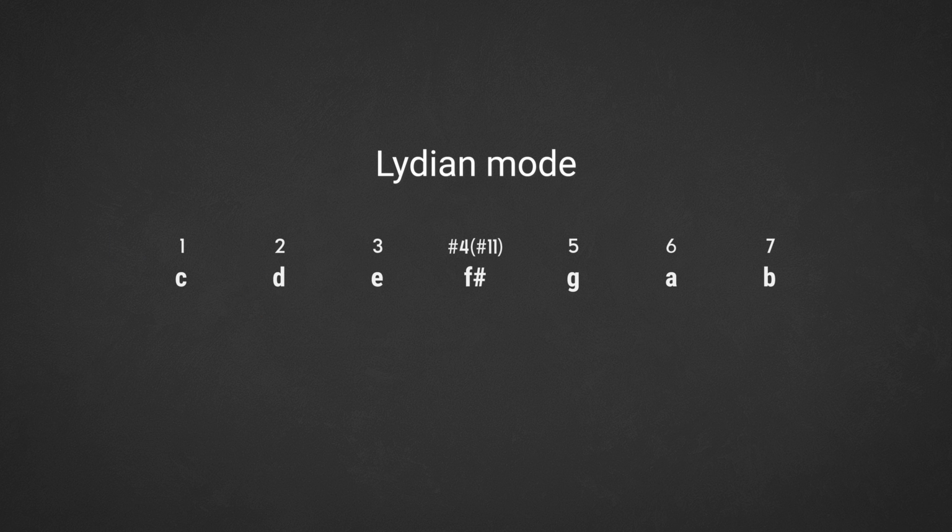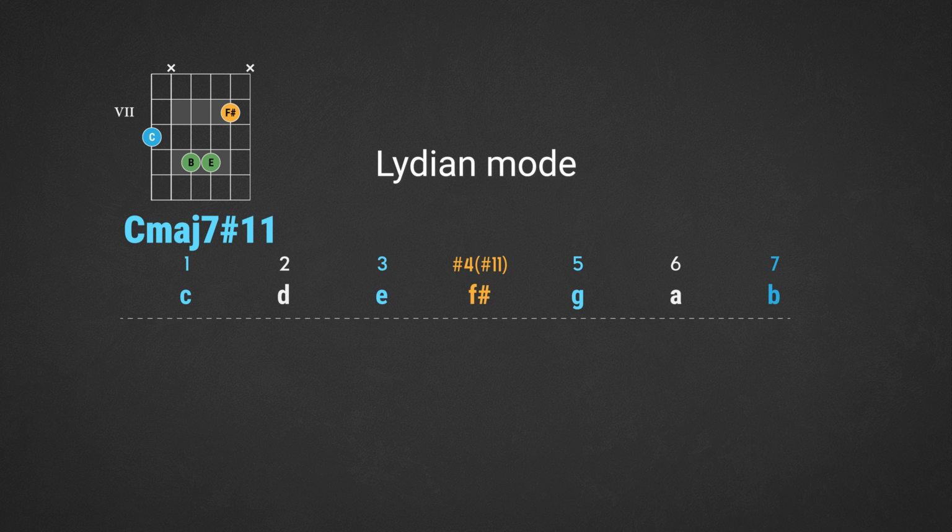The typical tonic of the Lydian mode is a major 7 sharp 11 chord. Because of that sharp 11 that is equal to the sharp 4 that is present in the Lydian scale and is characteristic for the Lydian mode. It sounds like this.